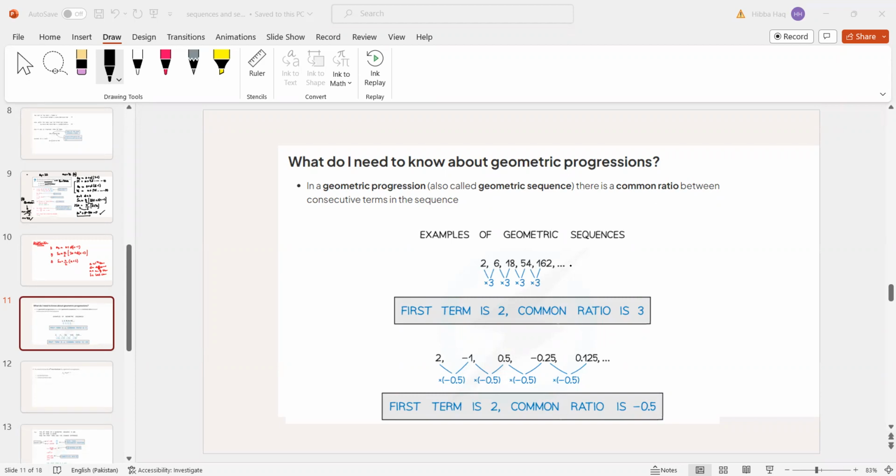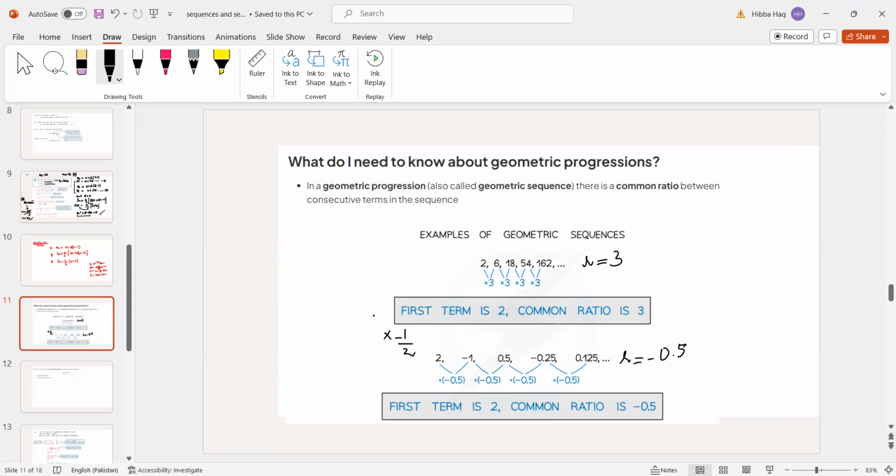Basically, if you're looking at this sequence, you can see that each term is being multiplied with 3 to give the next term, right? Hence, your common ratio, which is represented by R, is going to be 3. In the second case, you can see that you are multiplying each of the terms with minus 0.5, or minus 1/2. So when you do that, the common ratio is going to be minus 0.5. So now R is basically minus 0.5, which is giving you the next term.